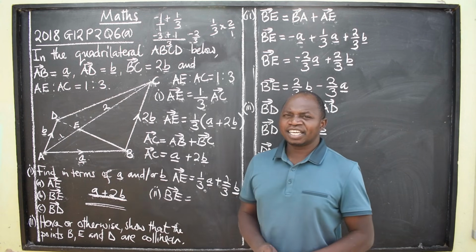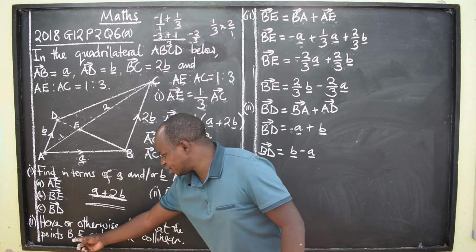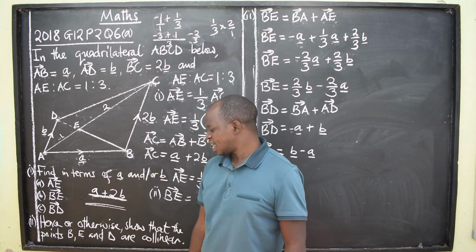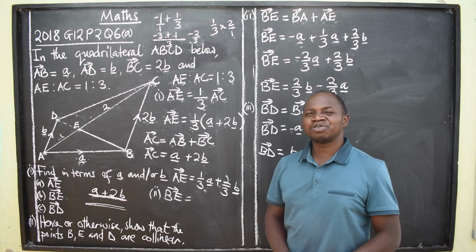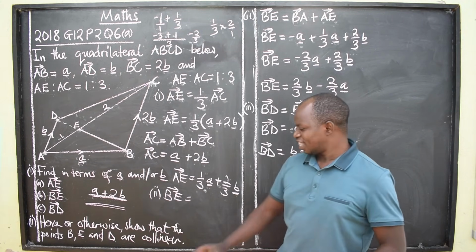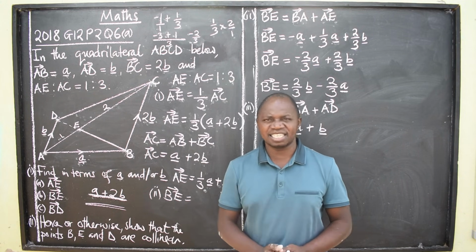Well, the final question here says, hence or otherwise, show that the points B, E, and D are collinear. Now you have to understand the meaning of the word collinear. What is collinearity?